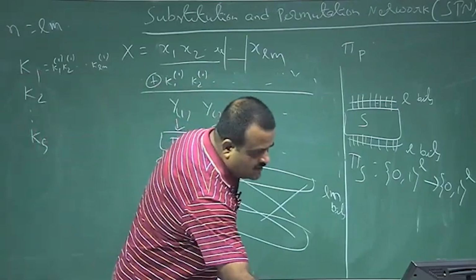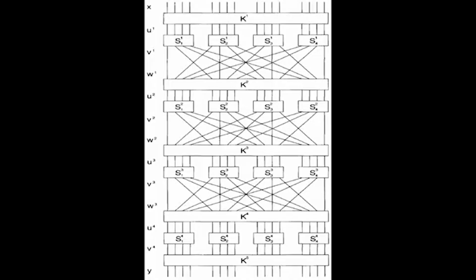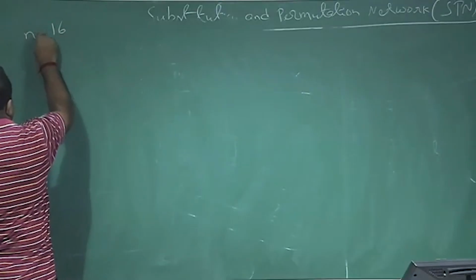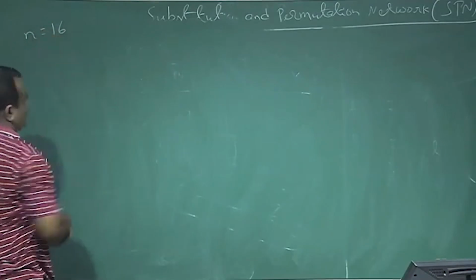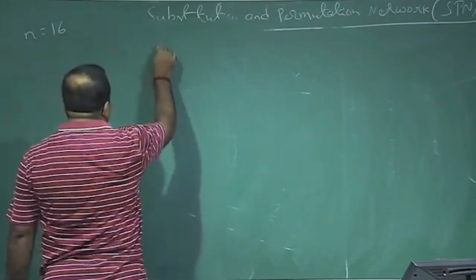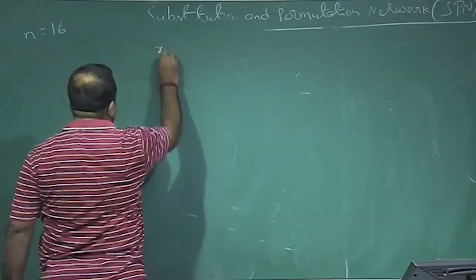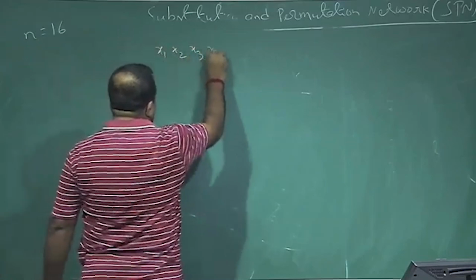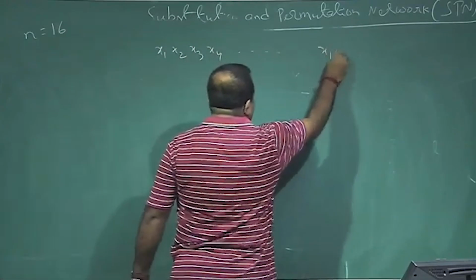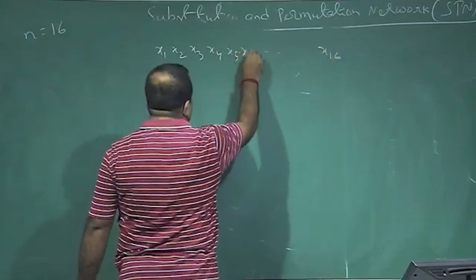So, now, can you go to the slide please. So, this is a diagram which we have taken from the Stinson book. So, this is an example where our L and M are 4. So, suppose we have a 16 bit number, n equal to 16, and this 16 bit we are dividing into, say, x1, x2, x3, x4 like this, x16. So, x5, x6 like this.